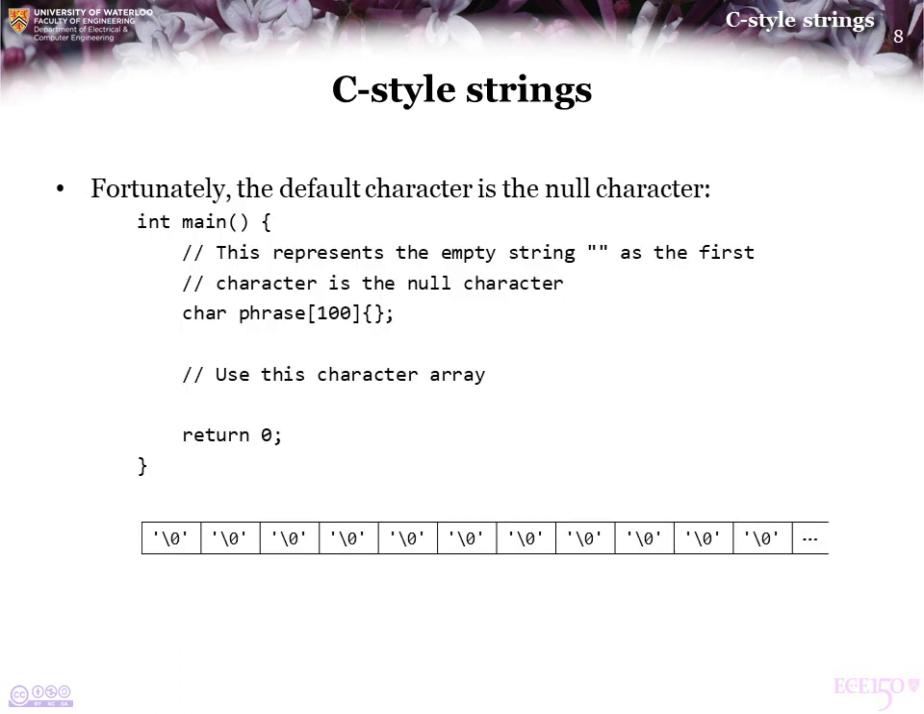Now, because the default character is the null character, here I create an array of capacity 100 called phrase, and I simply initialize each entry to be the null character. This phrase or character array therefore represents what is called the empty string, the string with no characters.